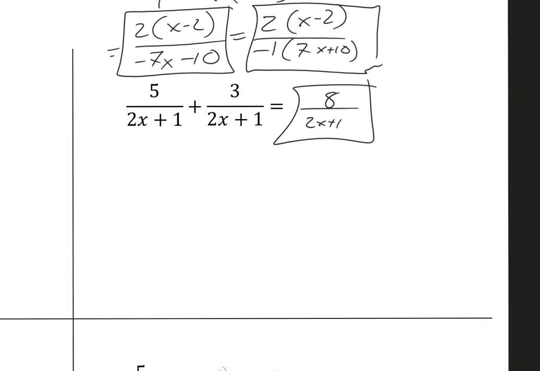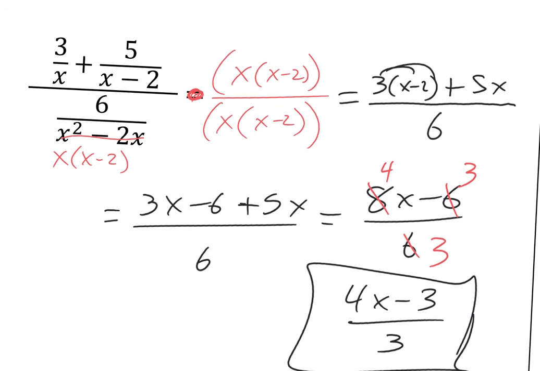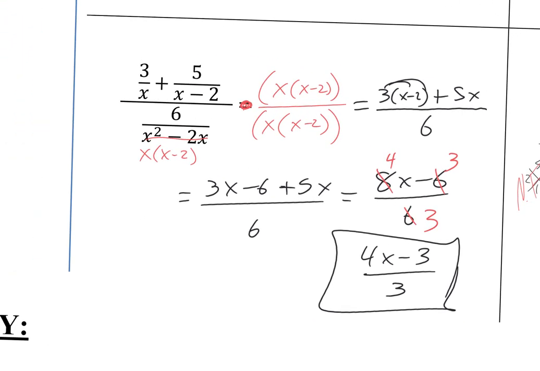Next one over here, it couldn't get much easier, folks. We already have common denominators. We're literally just adding 5 and 3, and we get 8. Boom, easy peasy. Over here, we're going to use the second method I showed you guys to cancel everything out.